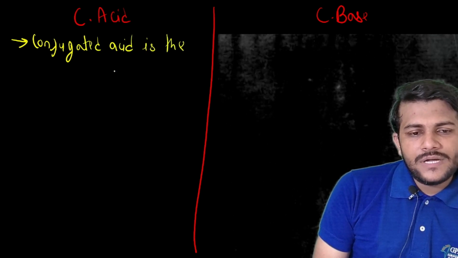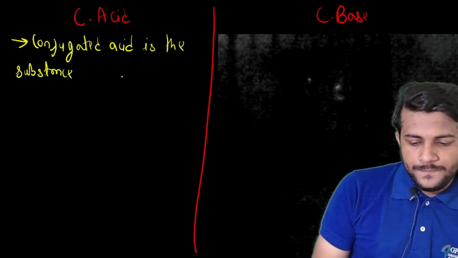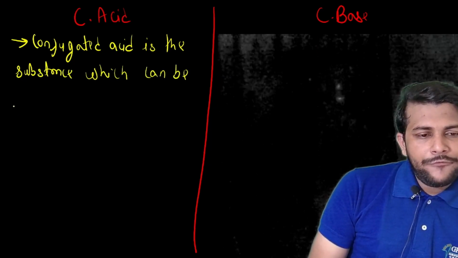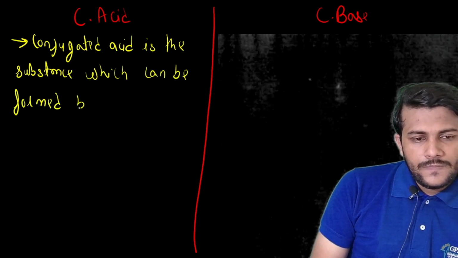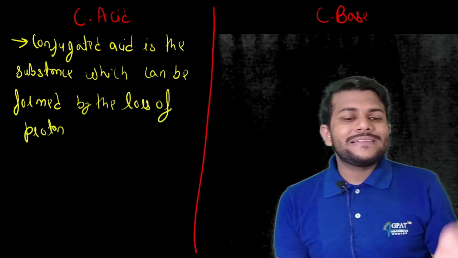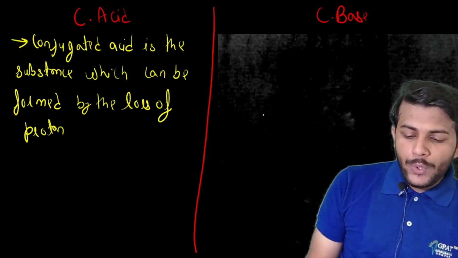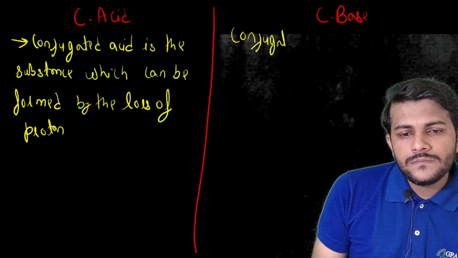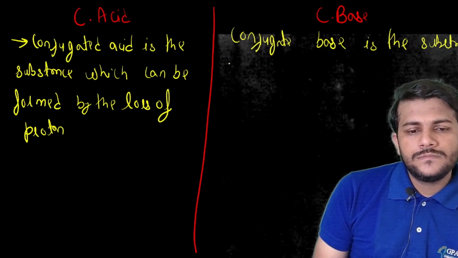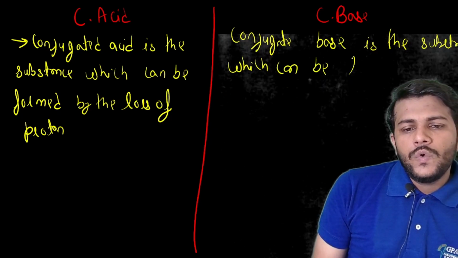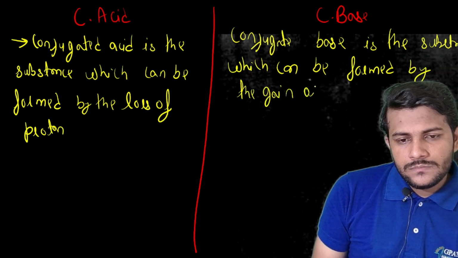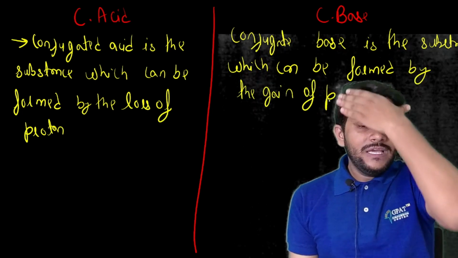Conjugate acid is the substance which can be formed by the loss of a proton, whereas conjugate base is the substance which can be formed by the gain of a proton.